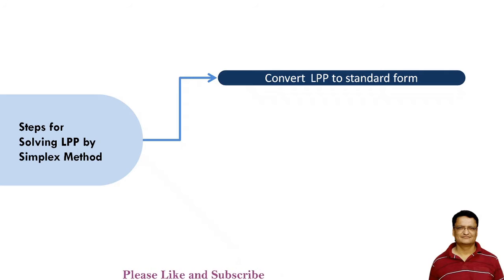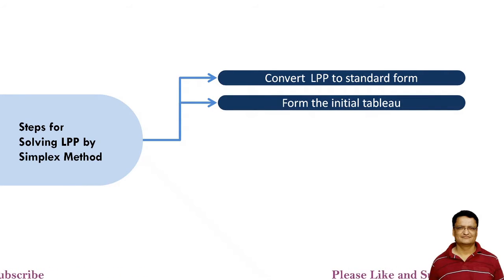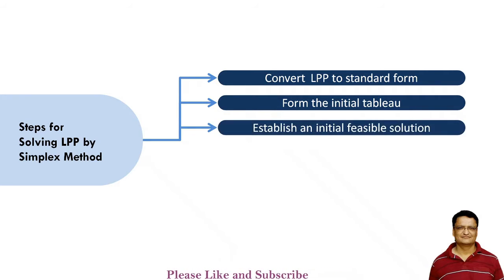The first step is to convert the linear programming problem that is given to us into a standard form. Next is to create an initial table. Then establish the initial feasible solution. The initial feasible solution is the solution which satisfies all the constraints.